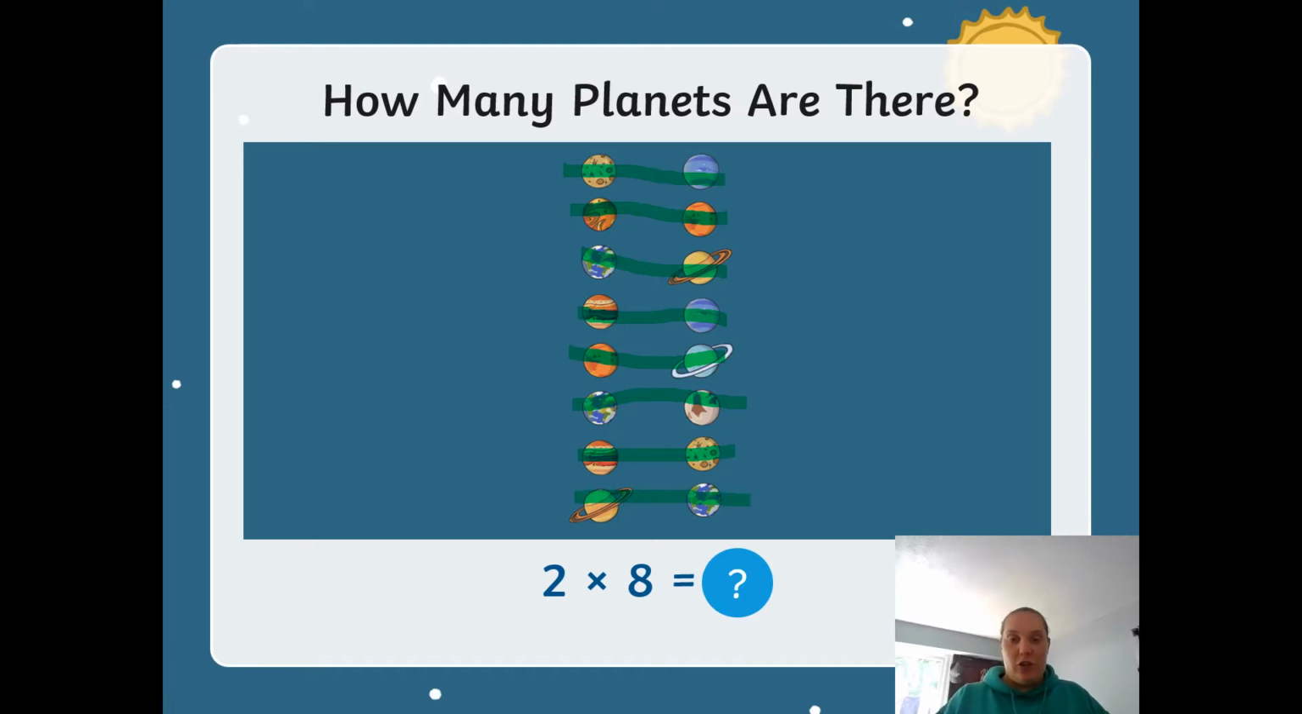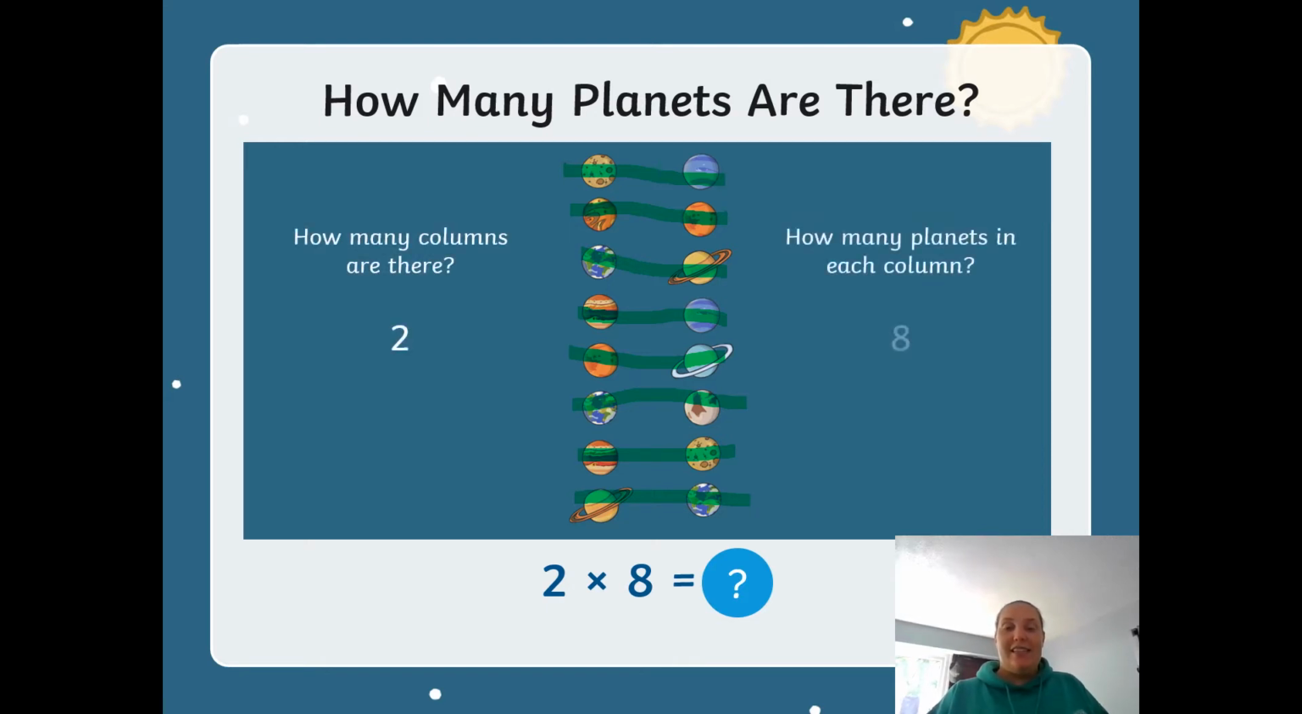So let's count our groups of 2. We've got 1, 2, 3, 4, 5, 6, 7, 8. So I'm going to count my 8 fingers this time, and I'm going to count in twos. Are we ready? 2, 4, 6, 8, 10, 12, 14, 16. So the number that should be underneath my question mark should be 16, and I can double check that by counting my planets here. So I've got 2, 4, 6, 8, 10, 12, 14, 16, and my answer is 16. Well done everybody.